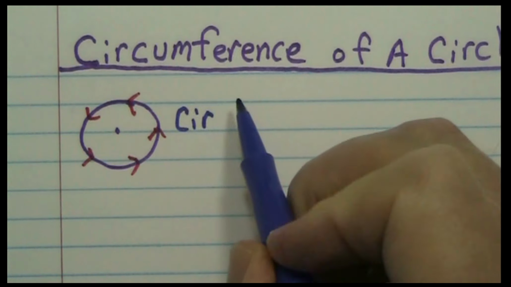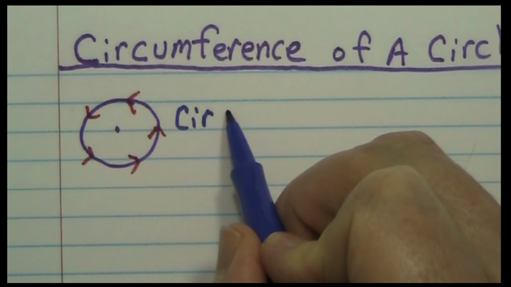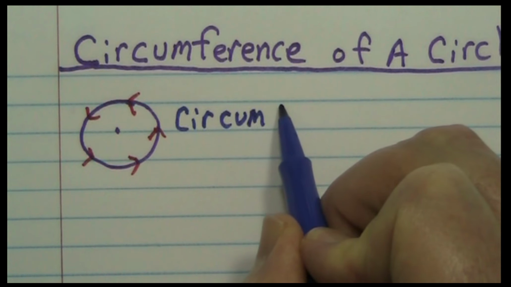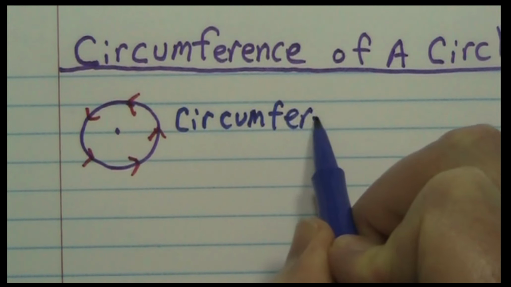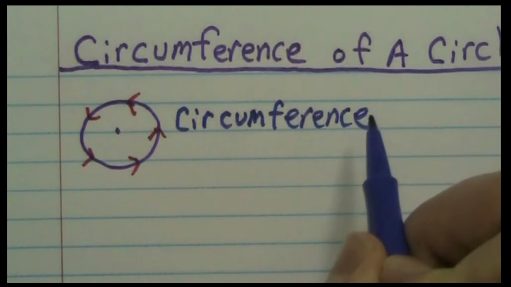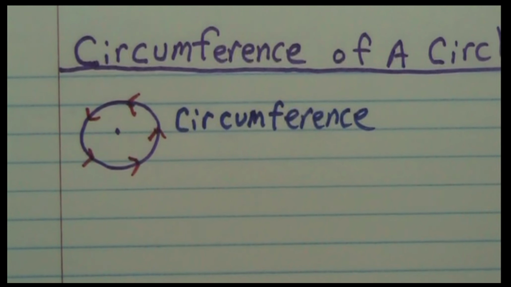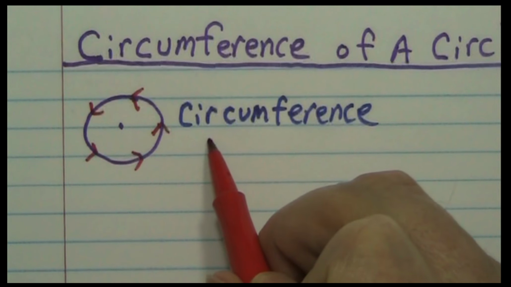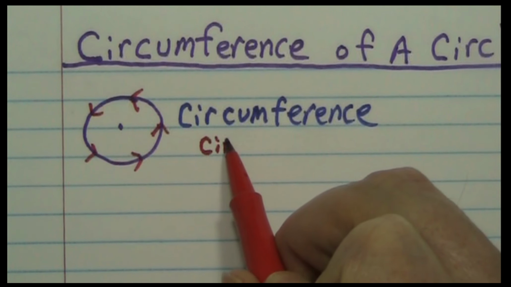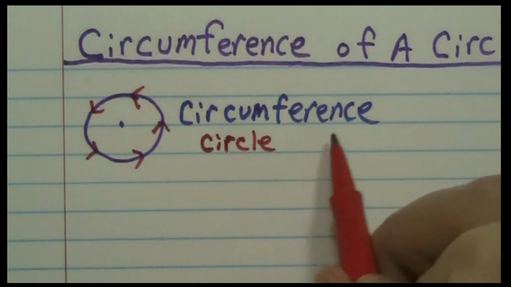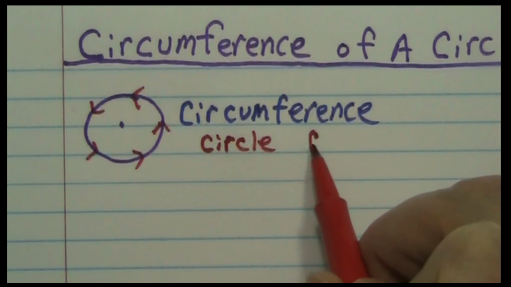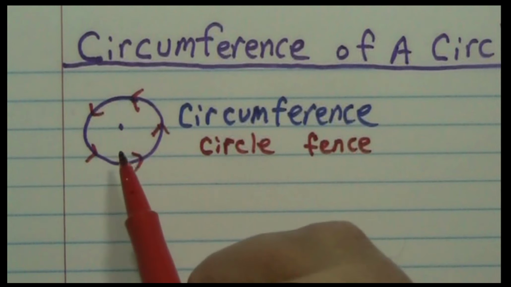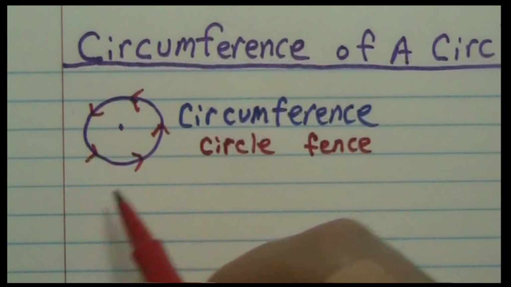I'm going to write this again. Circumference, C-I-R-C-U-M-F-E-R-E-N-C-E. Circumference. How can you remember what a circumference is? Think of this right here as being circle. It's from the word circle. And this right here, think of it being fence. Circle fence. It's the distance going around the circle.